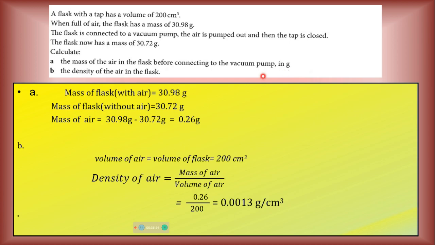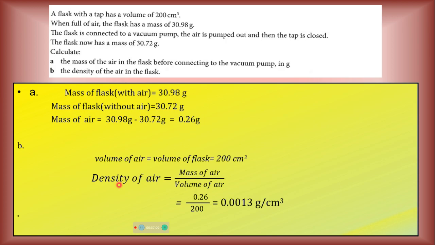So mass of flask with air is 30.98 and mass of flask without air is 30.72. So mass of air will be the subtraction of these two observations. It is 0.26 gram. Now volume of air is equal to volume of flask. It is given 200 centimeter cube. So density of air is equal to mass divided by volume. It is 0.0013 gram per centimeter cube.